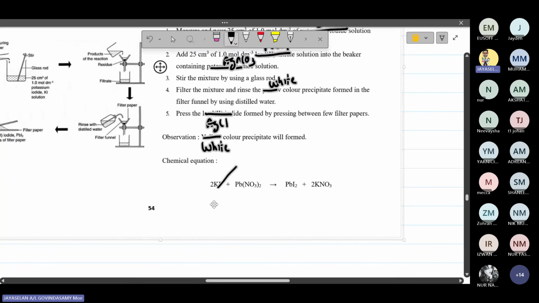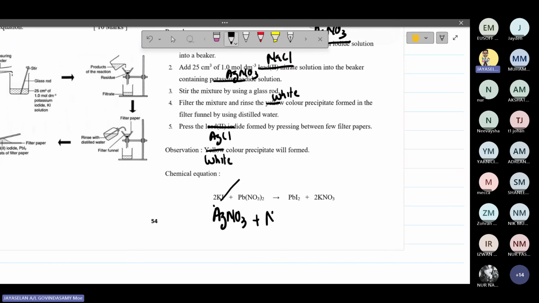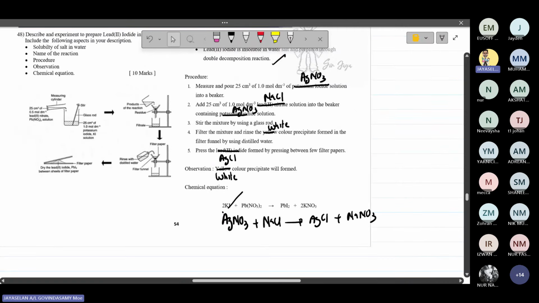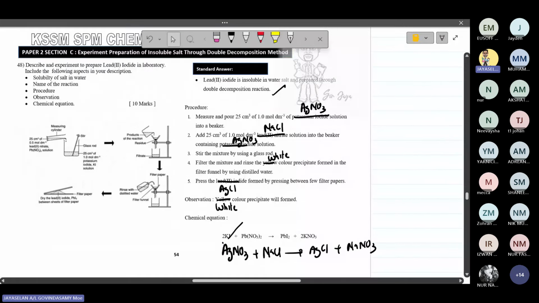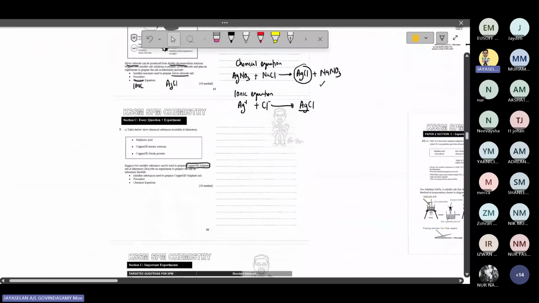Chemical equation. Silver nitrate reacts with sodium chloride, you will get silver chloride plus NaNO3. Just swap. That's all. Any question? Any question? No question? So this one you can also change later. Okay, settle. Okay, we go for the last one.